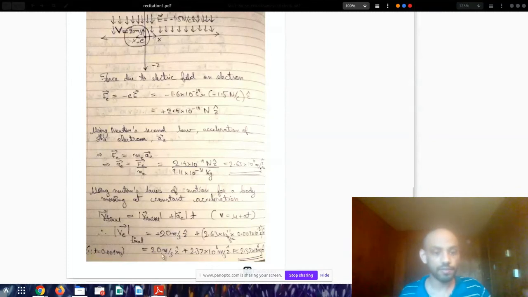And I also have the initial velocity, which is in the positive z direction, that's 20 meters per second. So I just add the numbers, 20 plus 2.37 times 10 to the 6. Because this number is much larger than the initial velocity, the sum of these two numbers will be equal to the bigger number, that's just 2.37 times 10 to the 6 meters per second in the positive z direction. So that's my answer for the third problem.